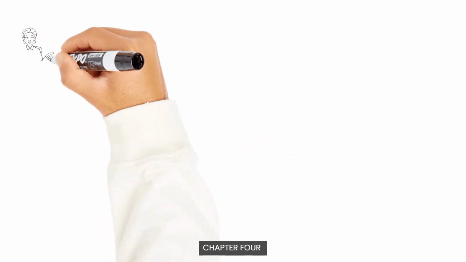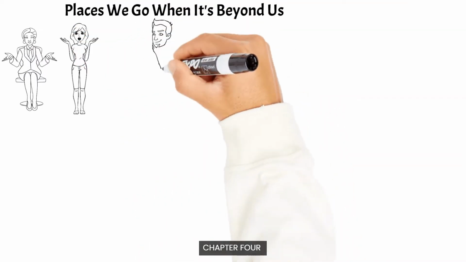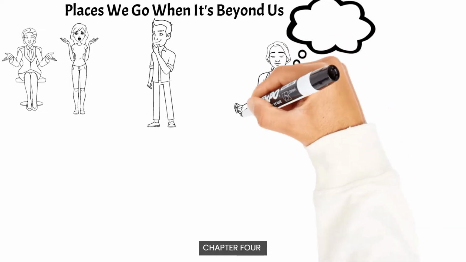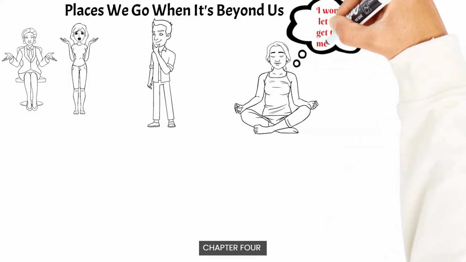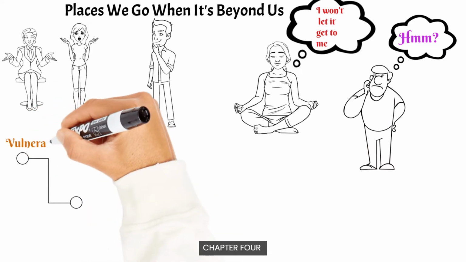Brené distinguishes between awe and wonder in number 4, Places We Go When It's Beyond Us. It shows the beauty in confusion, how to use confusion, how to prevent it from building up to frustration and giving up, why we need curiosity, as well as its connection with vulnerability and surprise.